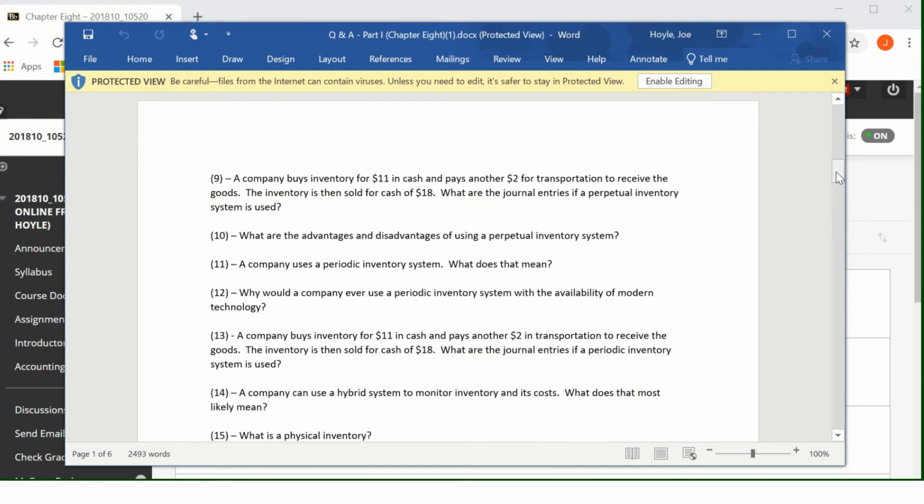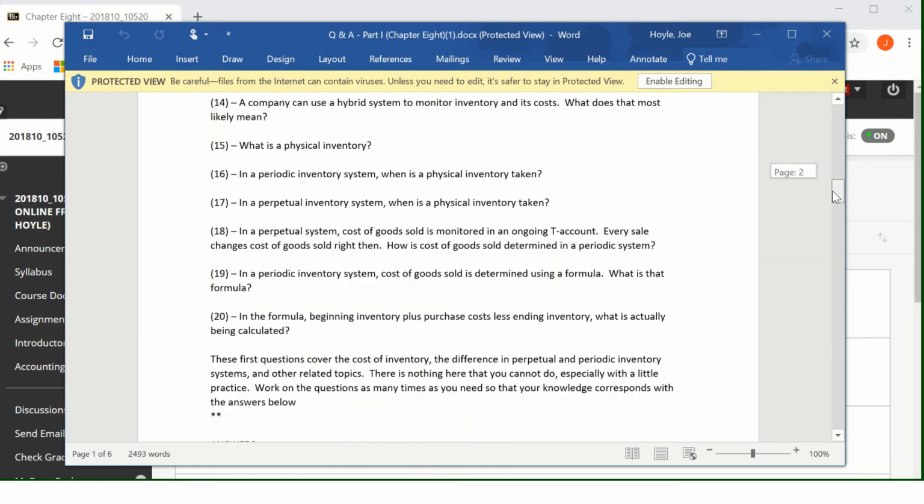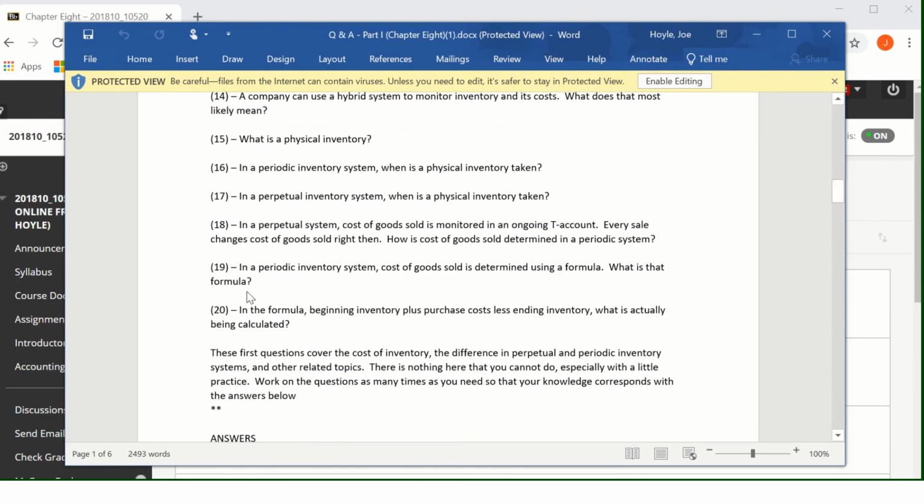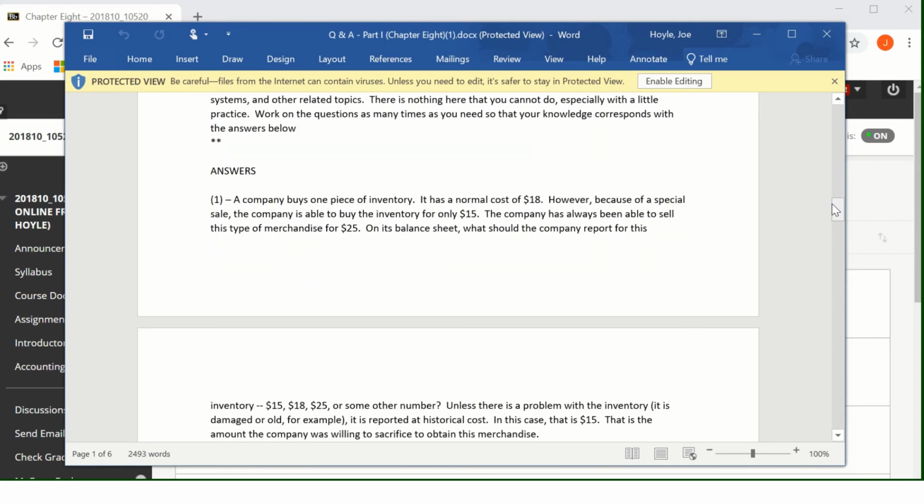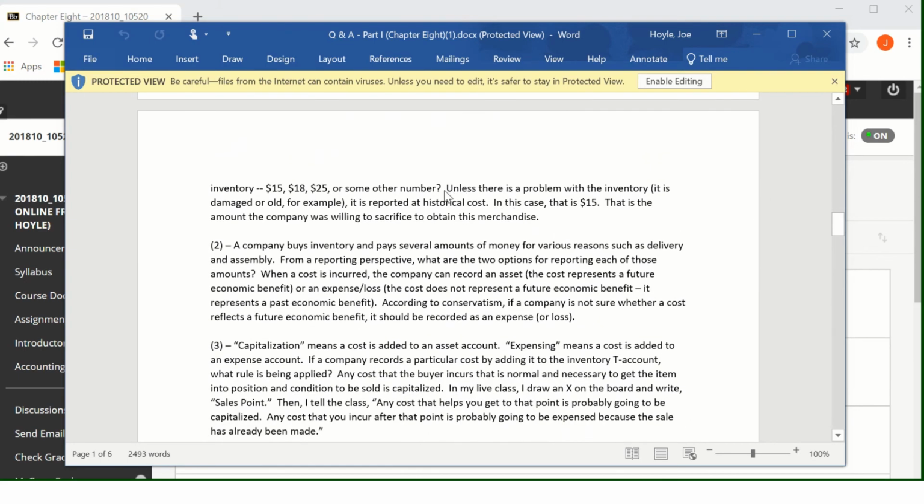So you've read this chapter, you've used the PowerPoint flashcards to read the chapter, and now you've gone to the questions and answers. And in this particular question and answer series, you can see there's only 20 of these. You could probably just read through these in a few minutes. And then immediately, I'm not hiding the answers. Immediately at the end, here are the answers. And you'll notice it's exactly the same questions. A company buys one piece of inventory, has a normal cost of $18, except this time it doesn't end with a question mark. This time it ends with an answer.